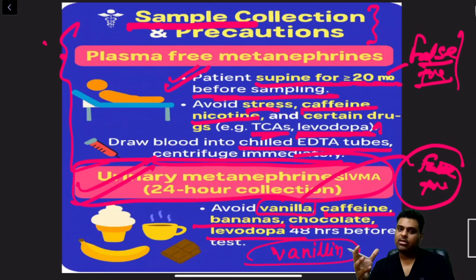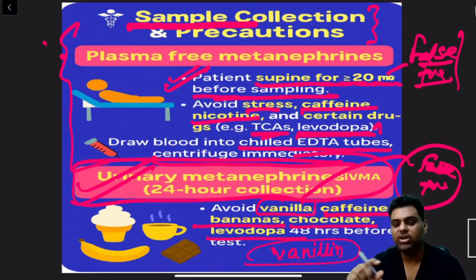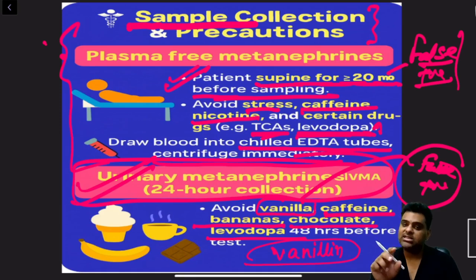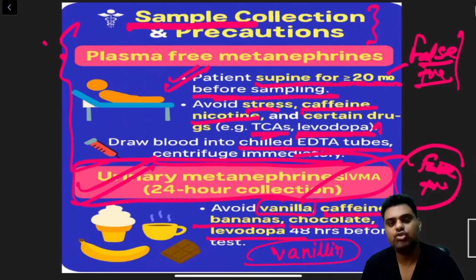One is the plasma free metanephrines or normetanephrines. What happens is that plasma free metanephrines levels are very much prone to decrease or increase with a slight stress, a slight change of position or drugs. But the urine metanephrines levels, please remember, are not so much prone. Why? Because we take a 24 hours urine sample, and in the case of blood, we take just a spot sample. So sudden or instantaneous changes are generally ruled out because the urine is collected for a large period of time, that is 24 hours.